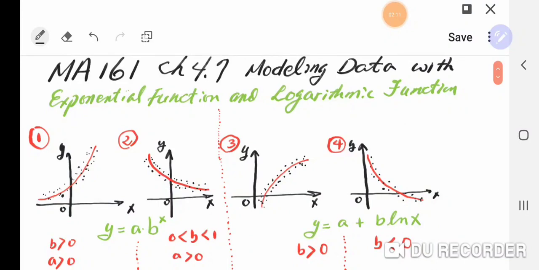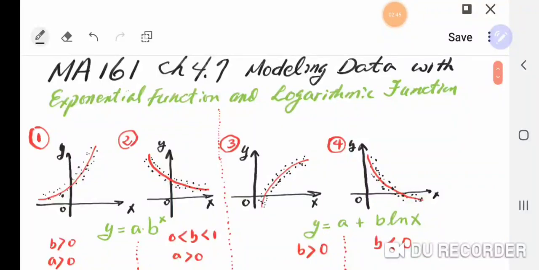And the last two is about the logarithmic function. So a is just the y value, shift of the ln graph, the logarithmic graph, up or down. And if b is positive, then the graph should be number 3, it's increasing. And if b is negative, then reflect the ln graph across the x-axis. So you will be looking like this, number 4.